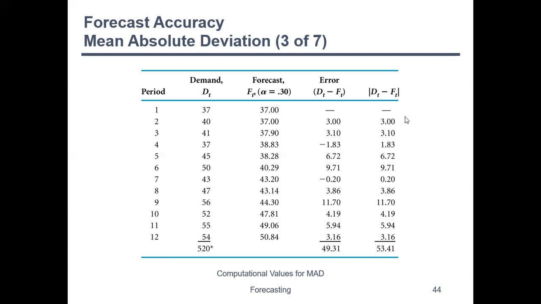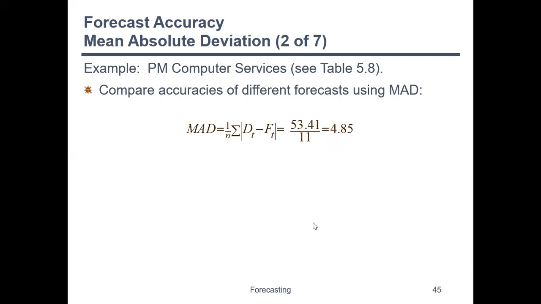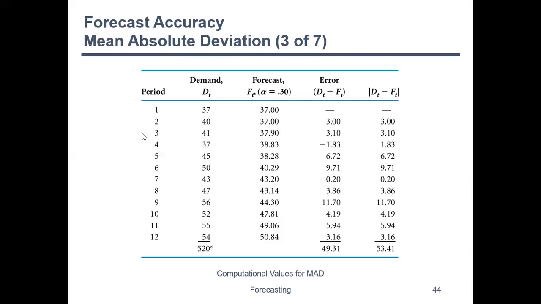So we now know that our sum of dt minus ft is 53.43. But remember, the formula says it is 1 divided by n. So once you go back, you see that n here is the number of periods. Count them and see how many they are.